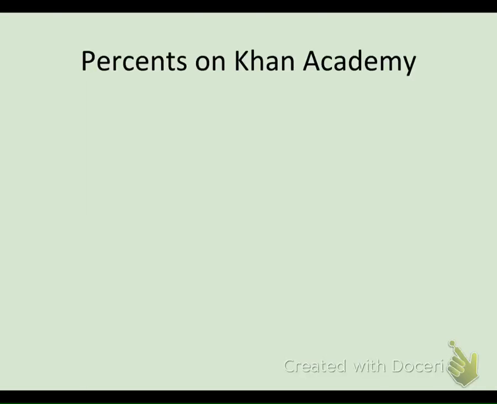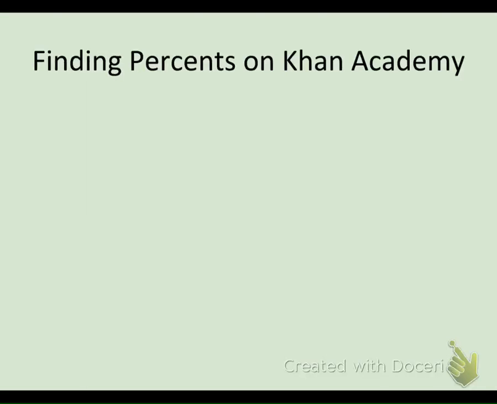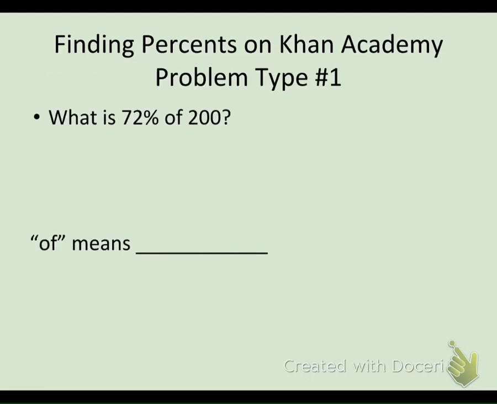Percents on Khan Academy. So finding percents on Khan Academy, this is going to be your problem type 1. Basically, you're going to have 72% of 200. That's going to be your first example problem.